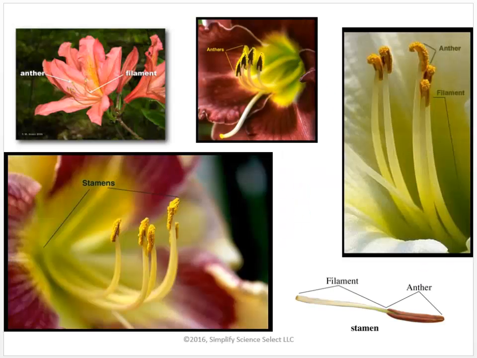If we look at some real pictures, we can see that that whole piece there is the stamen. The little pollen-y part at the top is the anther. The filament is just the part that is lifting up the anther and putting it in position. We see several different examples of how they look.